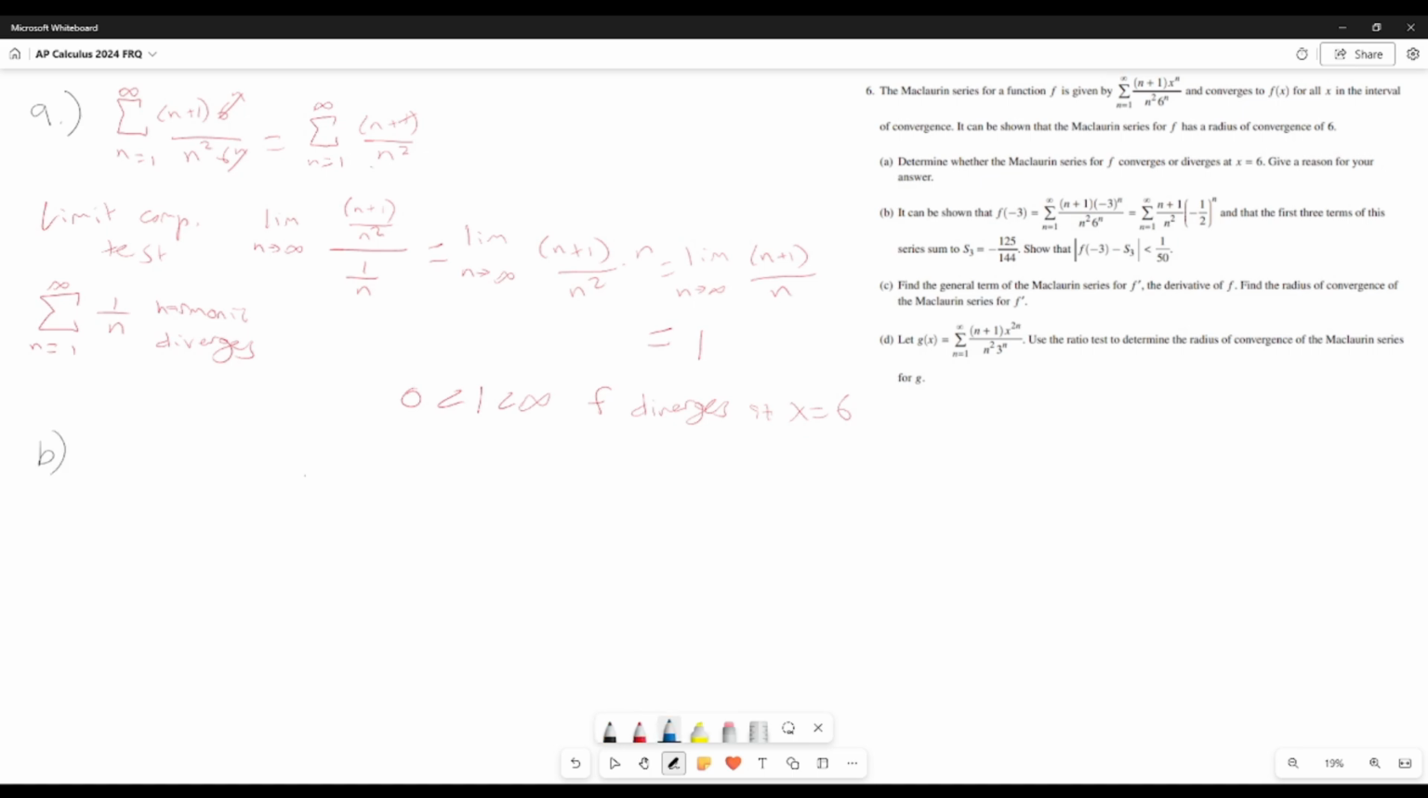On to part B, it can be shown that f of negative 3 equals the sum from n equals 1 to infinity of (n plus 1) times negative 3 to the n over n squared times 6 to the n, and that is the same as (n plus 1) over n squared times negative 1/2 to the n. And that the first three terms of this series sum to s sub 3 equals negative 125 over 144. Show that the absolute value of f of negative 3 minus s sub 3 is less than 1 over 50. So, this is where we need that series error bound.